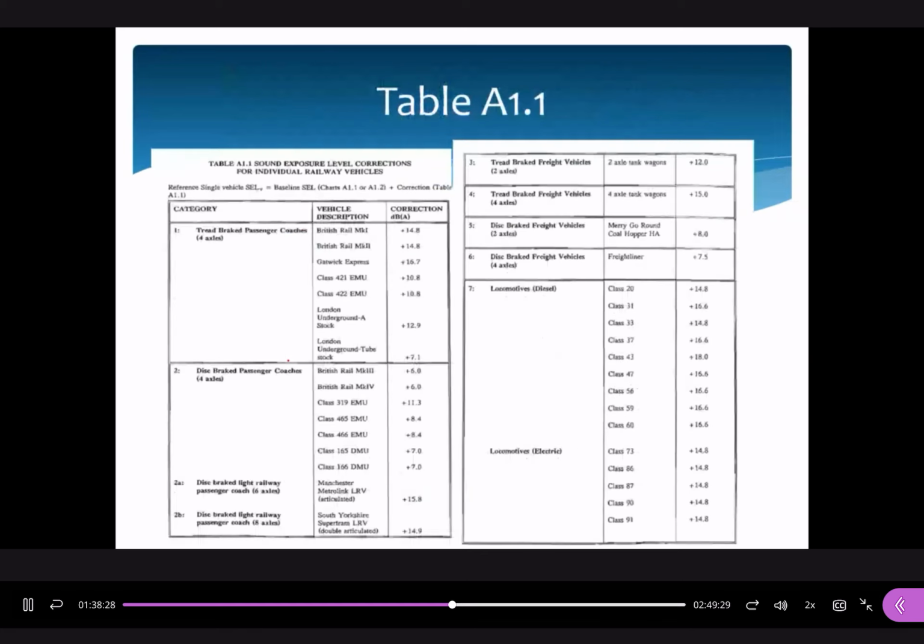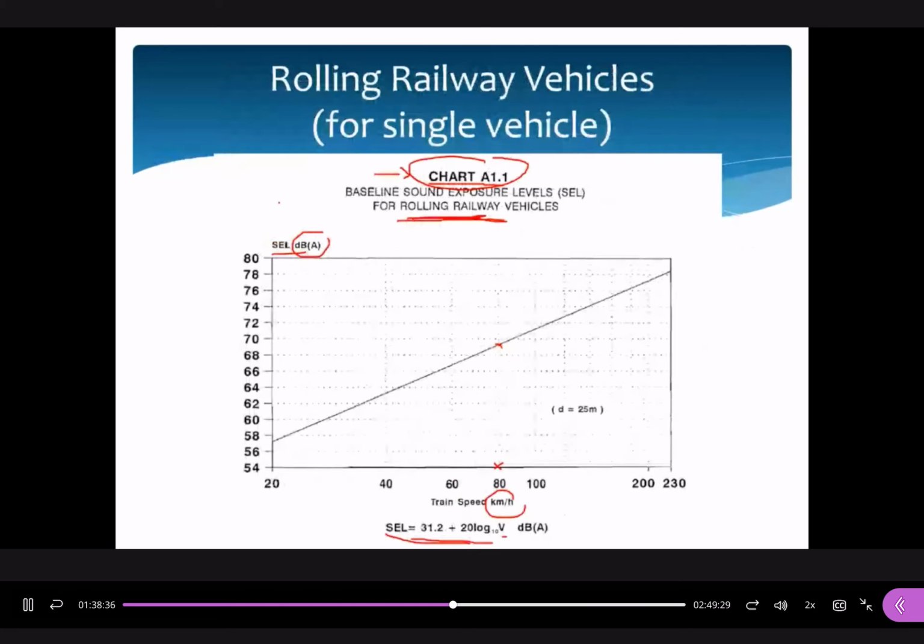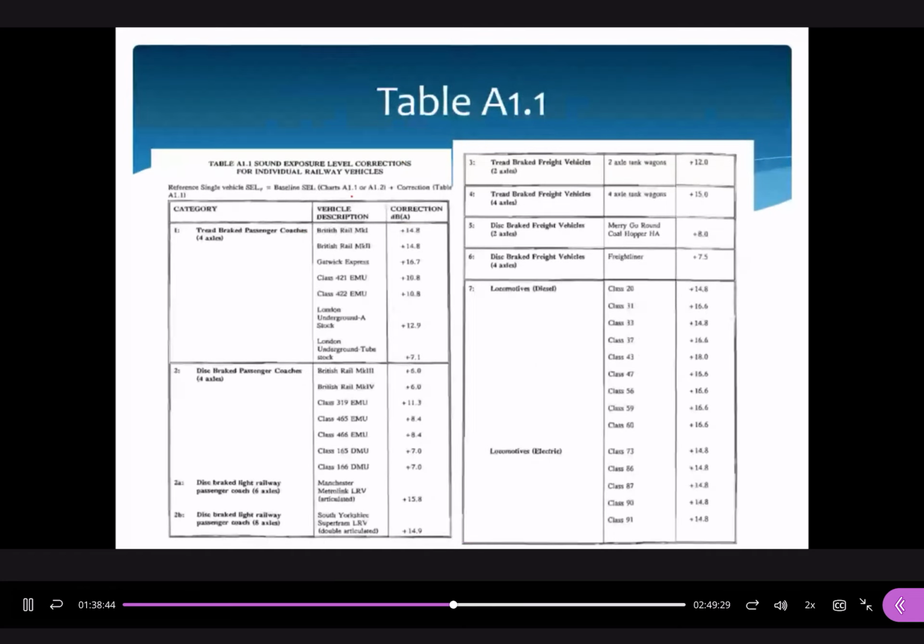Now we go to this one. When you find out the sound exposure level for the single vehicle, now we need to consider the types of vehicles. There is an equation here. The reference single vehicle sound exposure level is equal to the baseline sound exposure level. The value here, you can get from chart A1.1 or A1.2, depending on whether this is a rolling type or a locomotive type. And then you still need to consider the correction factor in table A1.1. For table A1.1, it depends on the vehicle descriptions.